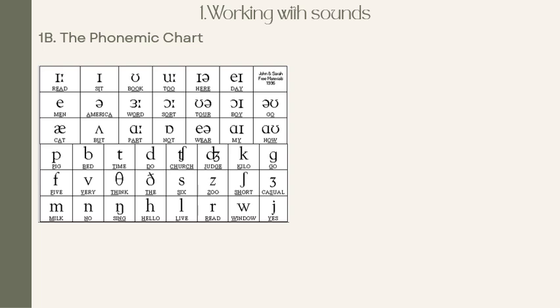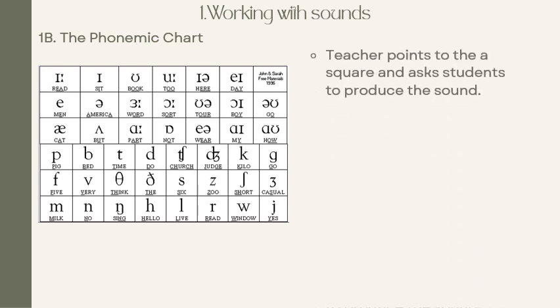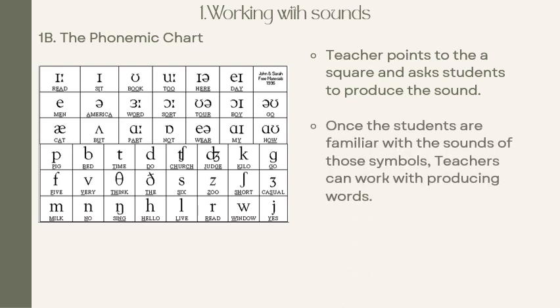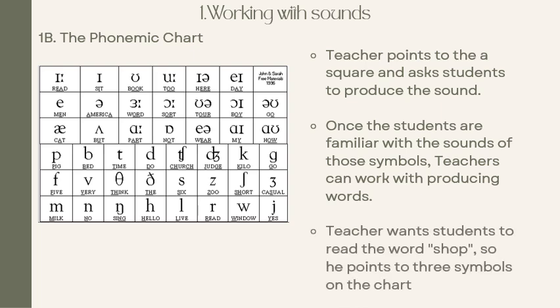And once students are familiar with the sounds of the symbols, teachers can point to each square of the chart and ask students to produce the sound instead. Or the teachers can use the symbols to help students produce a specific sound of a word. For example, you want your students to produce the sound of the word shop. Instead of saying the sound shop to them, you point to 3 different symbols on the chart. You point to the sh sound as in short. I hope you can see that.